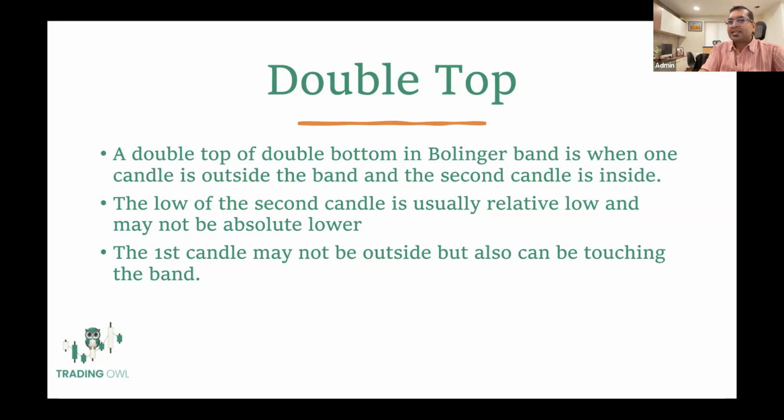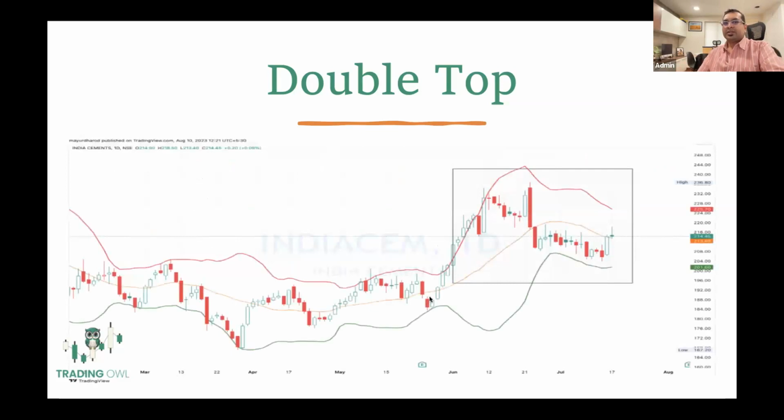The low of the second candle is usually relatively low and may not be the absolute low. The first candle may not be outside, but can also be touching the band. Now, these rules sound very vague when you read them, but we'll see on the charts for more clarity. Now, this is an example of double top. Double top in Bollinger Band may not be an absolute double top. The price of the following candle can be higher also. It can be a spike up or a spike down also.